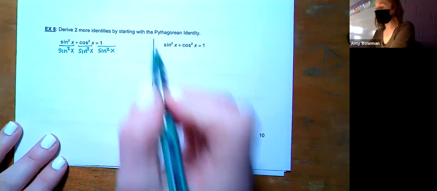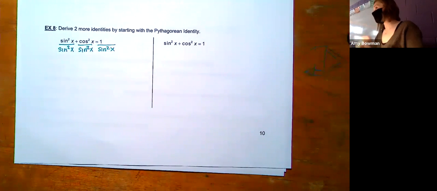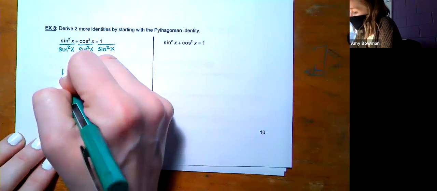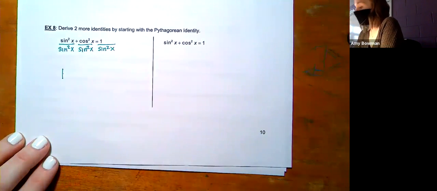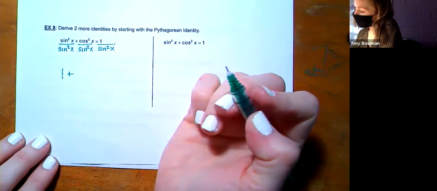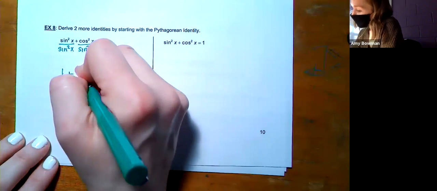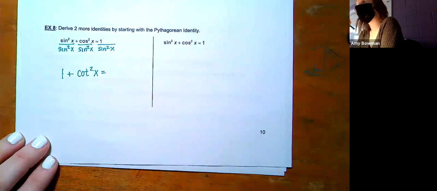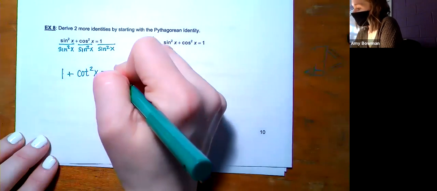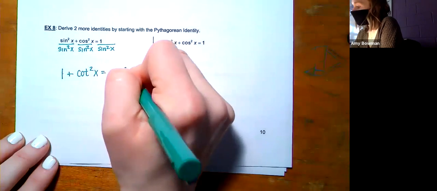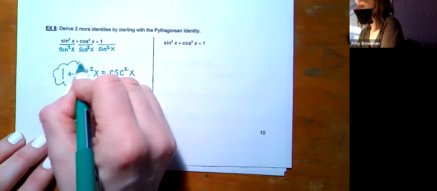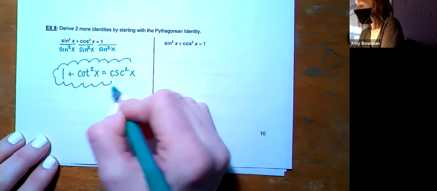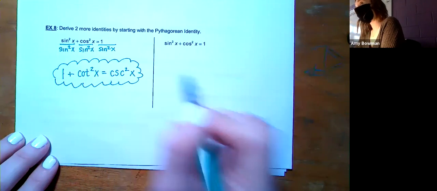So I can do that. If I divide everything by the same thing, it's still equivalent on both sides. What's sine squared of x divided by sine squared of x? What's another way of writing cosine squared divided by sine squared? Cotangent squared. And what is 1 divided by sine squared? Cosecant. This is another Pythagorean identity. 1 plus cotangent squared is the same thing as cosecant squared.